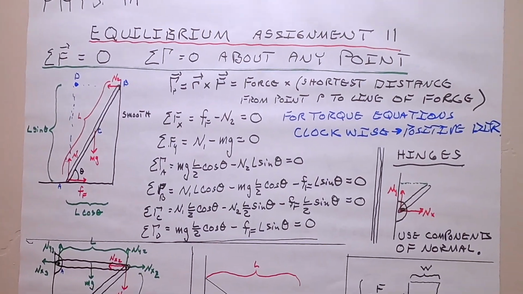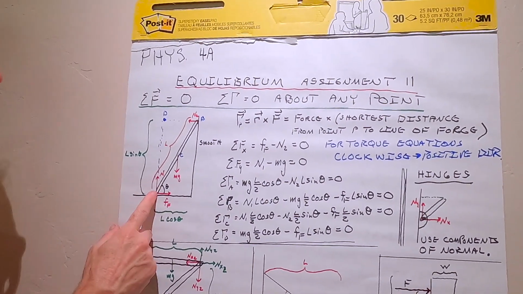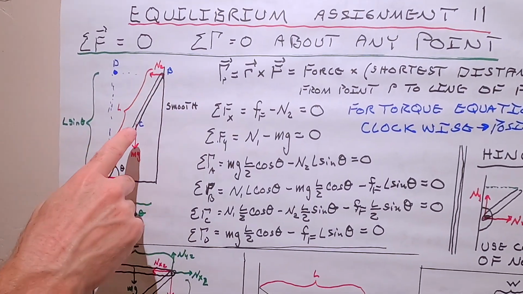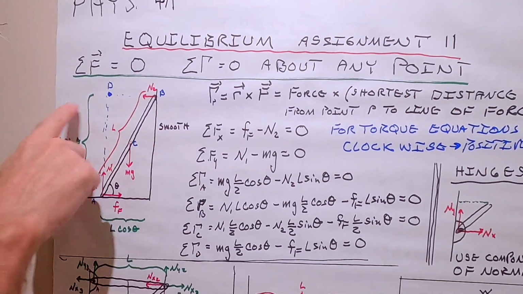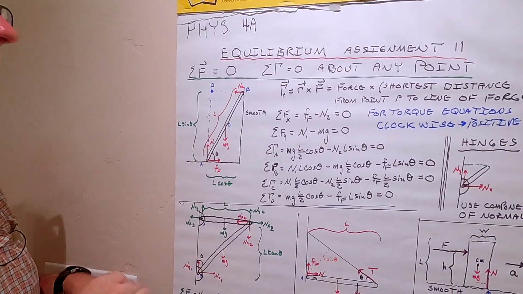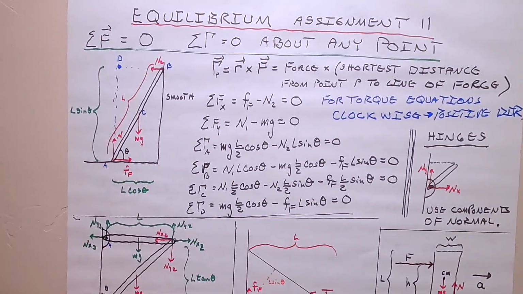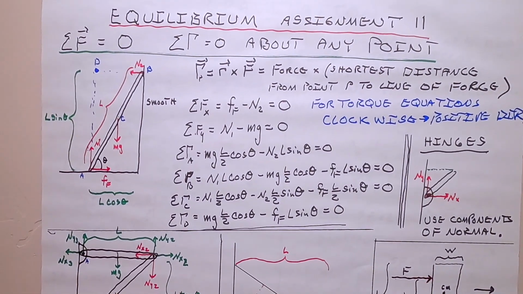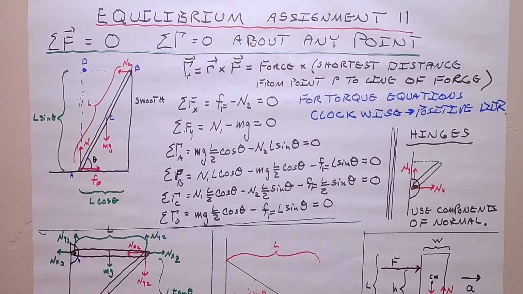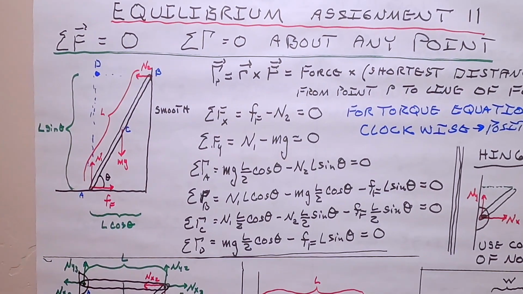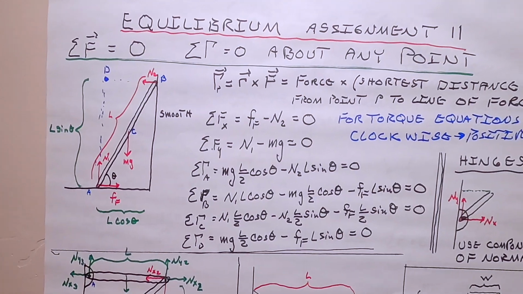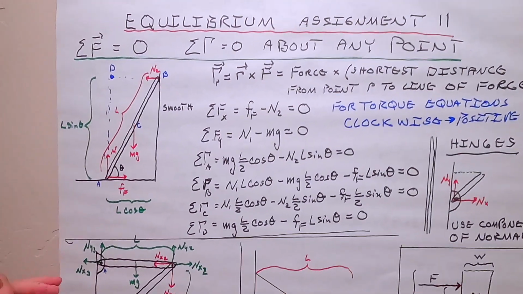And we can take torques about any point we want. We can take it about A, B, C, D, E, F. You can take it about this point over here. So you have an infinite number of equations. They're just not independent of each other, right? You can't find an infinite number of things, but you can take it about any spot you want. So let's take it about different spots.